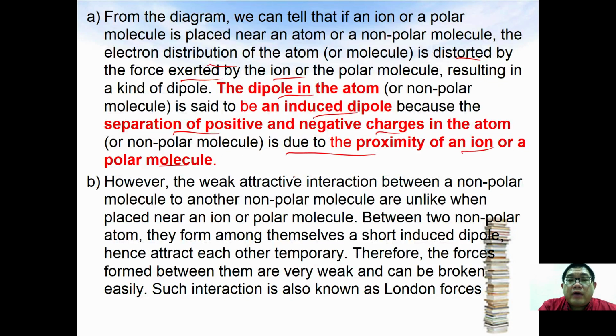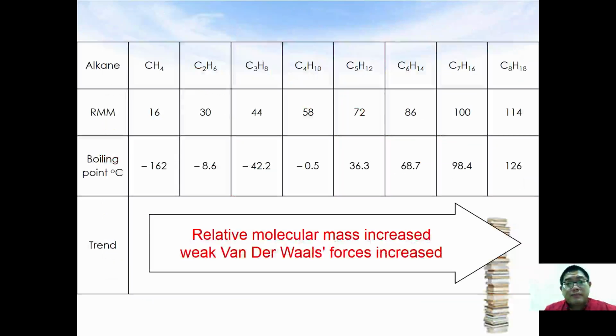However, what about weak attraction between a non-polar molecule and another non-polar molecule, which are unlikely to be placed near an ion or polar molecule? Between the two non-polar molecules, they form among themselves a short-lived induced dipole, hence each of them is attracted temporarily. That is why their forces are very weak and can be broken. Such interaction is sometimes also known as London forces.